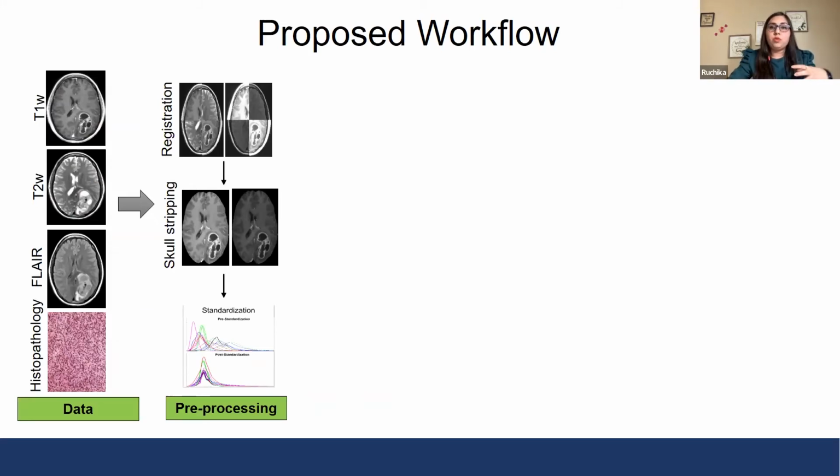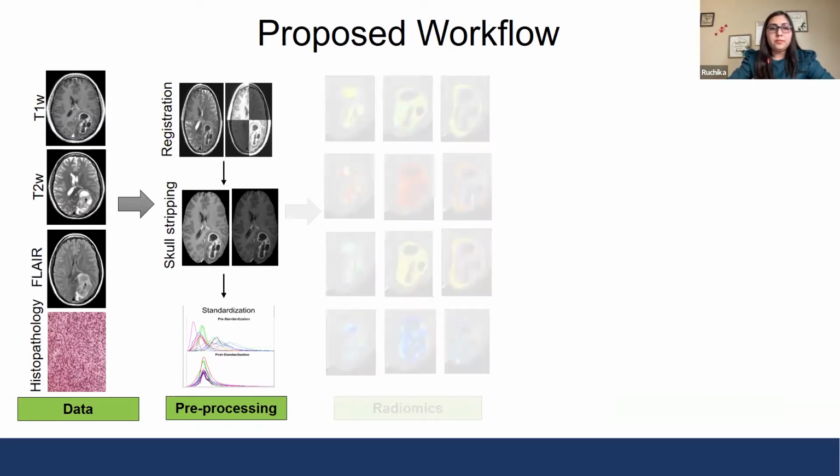Registration was used to make all MRI scans isotropic because they were coming from different scanners and sites. Skull stripping was used to remove non-brain areas, for example, eyeballs or skull. Bias field correction was used to avoid intensity inhomogeneities, and then intensity standardization was performed because the images were coming from different sites and scanners. So there were variabilities in the intensity ranges, and we wanted to make sure that these ranges were consistent.